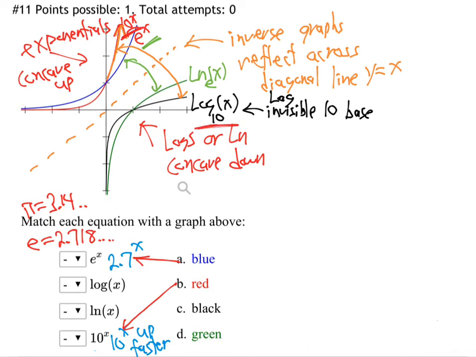So there we go. The green one here is ln of x. And then the black one must be log x because of the inverse thing. That's a nice way to handle it. Inverse graphs, not just logs and exponentials, but anytime you have an inverse function, the graph is a reflection across the diagonal line.